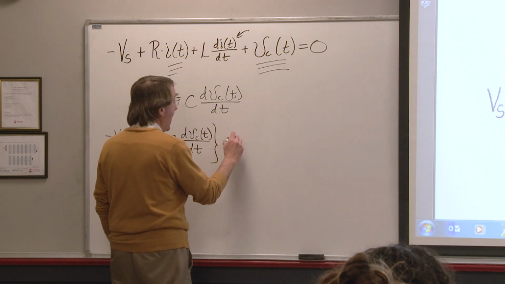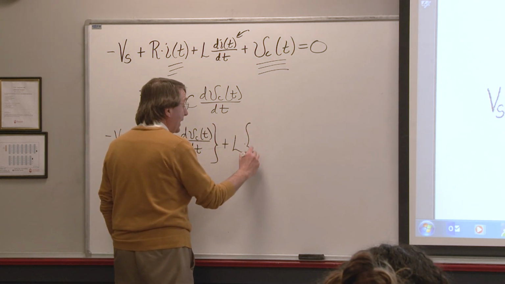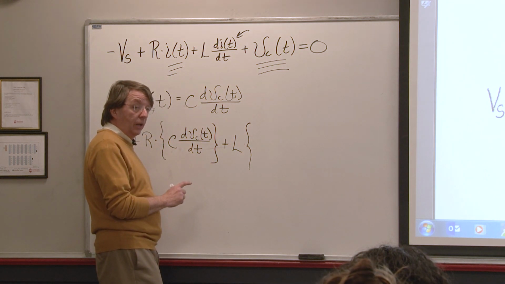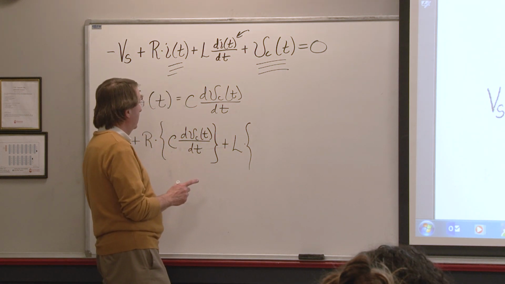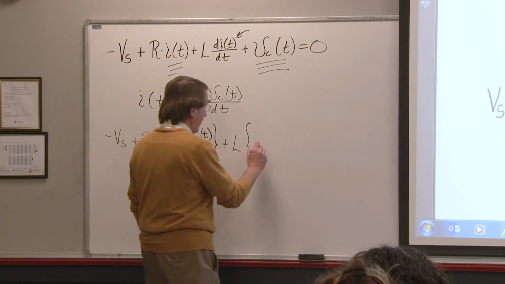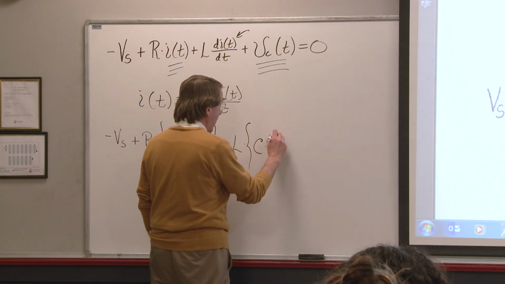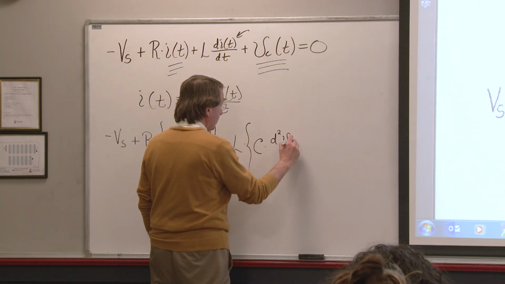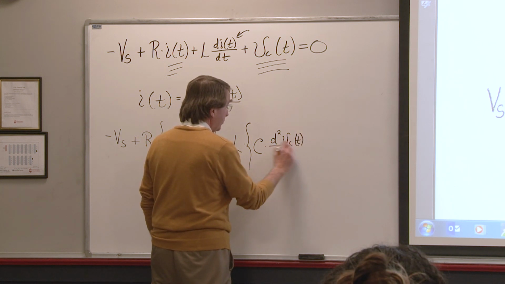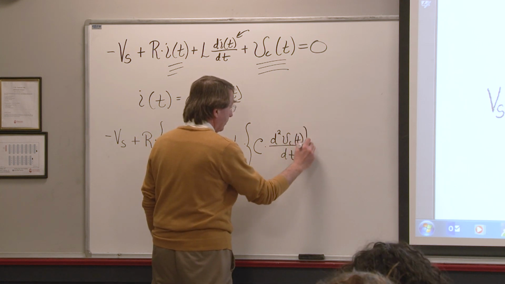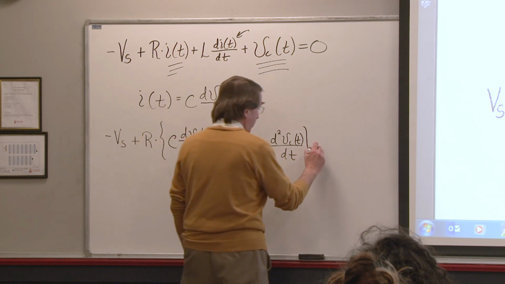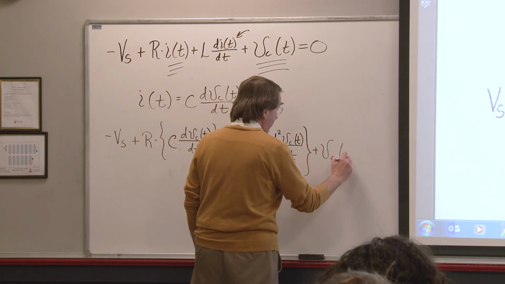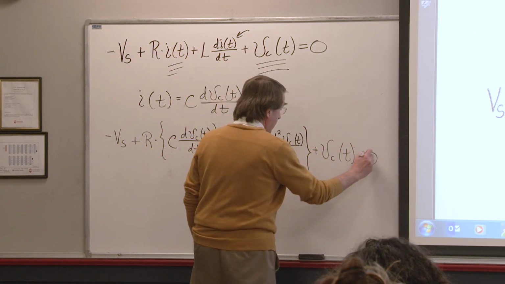Plus L di/dt. I have to take the derivative of that, which is C times the second derivative of V sub C of t, plus V sub C of t equals 0.